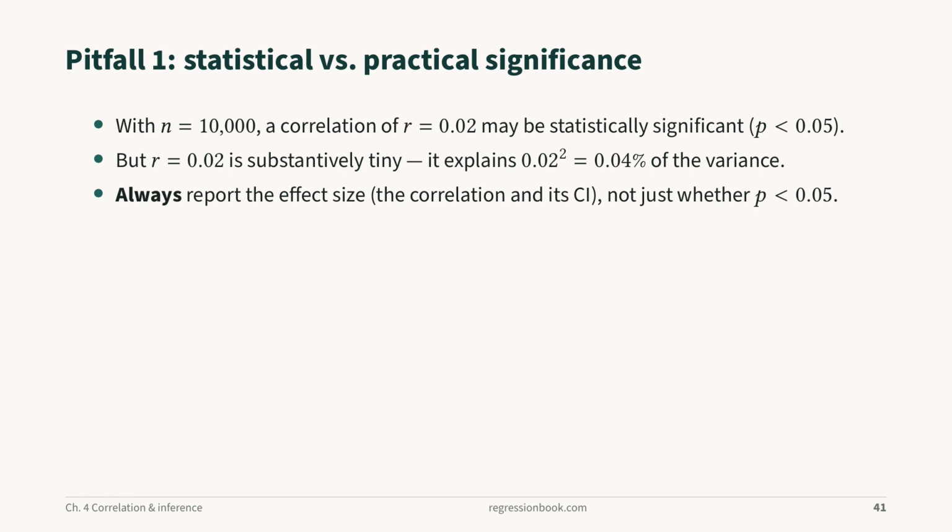The chapter closes with pitfalls, and the first is the big one: statistical versus practical significance. With 10,000 observations, a correlation of 0.02 can be statistically significant. But it is substantively tiny, explaining 0.04% of the variance. Always report the effect size, the correlation, and its interval, not just whether the p-value cleared 5%.